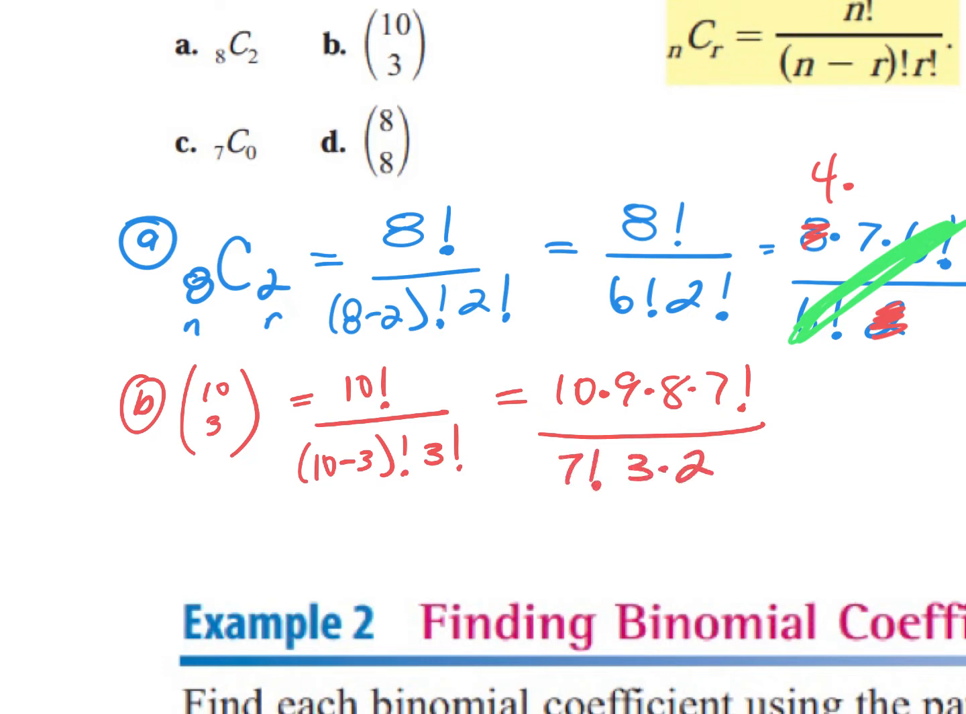Does everybody understand where I got those numbers from? 10 minus 3 is 7. So look, my 7s will cancel, my 7 factorials. 3 goes into 3 once. 3 goes into 9 3 times. 2 goes into 2 once. 2 goes into 8 4 times. So we're left with 10 times 3 times 4, which is 120. Good. Y'all will have your calculators. Not going to give you the formula or the triangle, but you'll have your calculator.